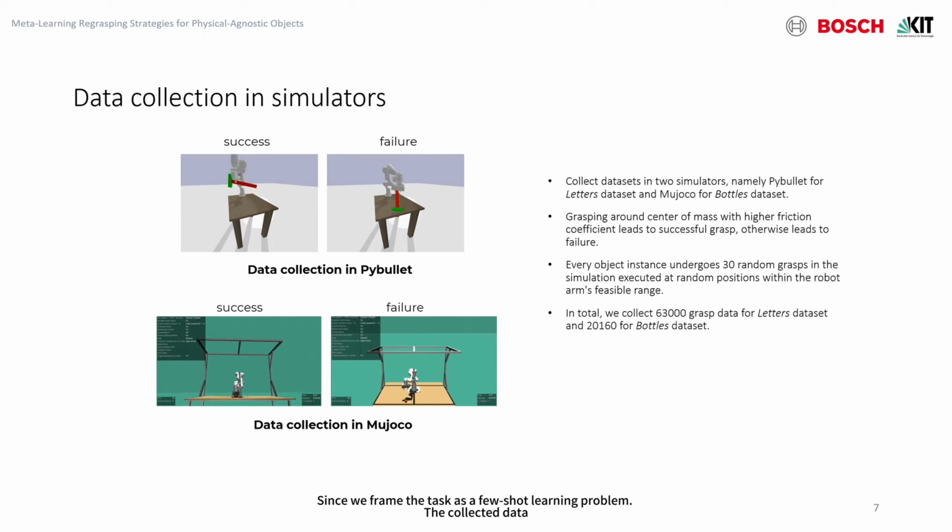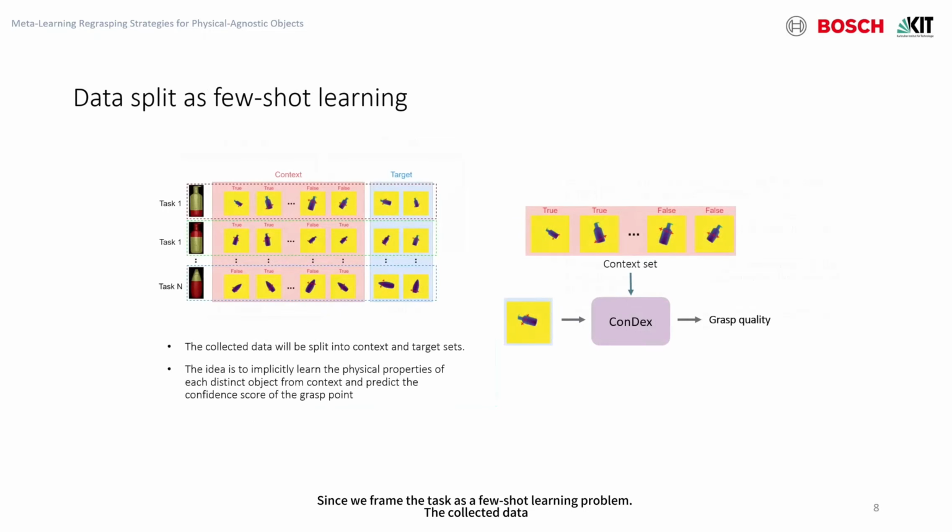Since we frame the task as a few-shot learning problem, the collected data is split randomly into context and target sets for each object. The context set includes the depth images, the distance between the grasp candidates and the gripper, and the binary grasp labels indicating if the grasp succeeds, while the target set lacks labels during the inference phase. Condex learns the physical properties of each object from the context set and predicts the confidence score of each grasp.